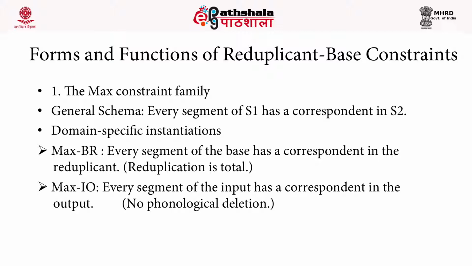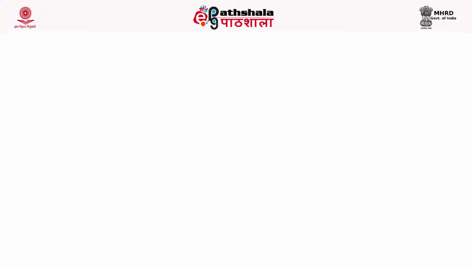MAX suggests that there cannot be any deletion. So MAX-BR says that if there are segments in the stem, then they have to be copied, or they cannot be deleted in the reduplicant. So basically it talks about total reduplication. MAX-IO says that if there are n segments in the input, then they have to have corresponding elements in the output. So every segment of the input has a correspondent in the output. Now we have the DEP constraint family.